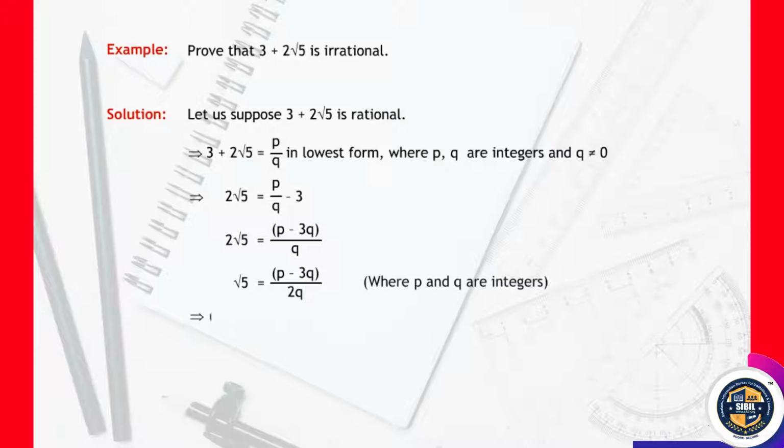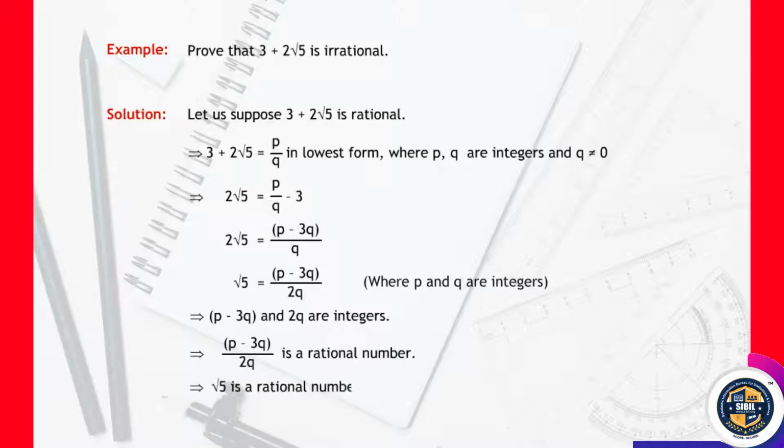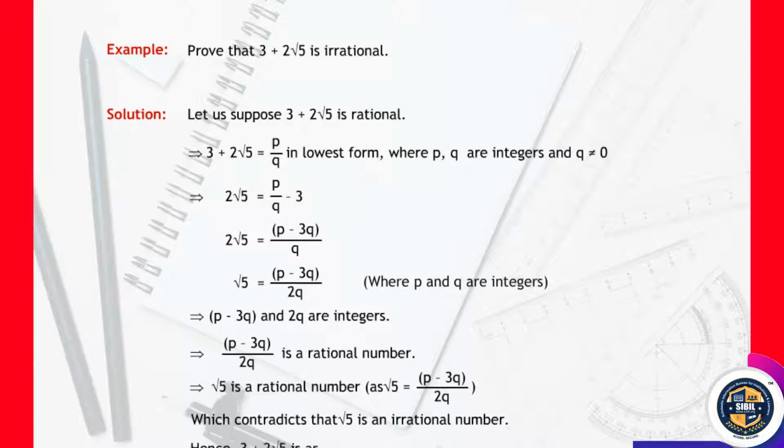It implies p minus 3q and 2q are integers. So, p minus 3q by 2q is a rational number, or √5 is a rational number, as √5 is equal to p minus 3q by 2q, which contradicts that √5 is an irrational number. Therefore, our assumption is wrong. Hence, 3 plus 2√5 is an irrational number.